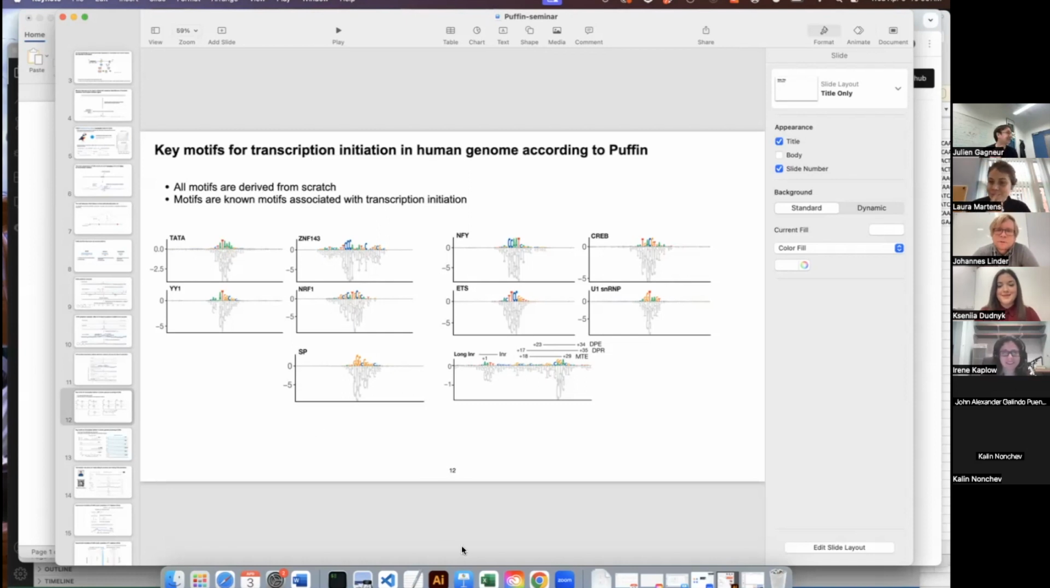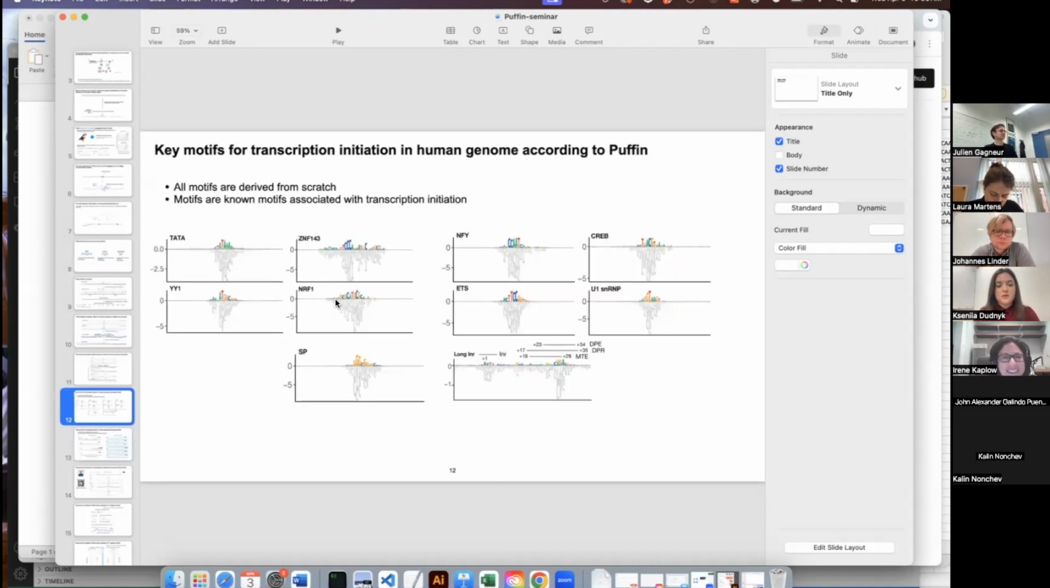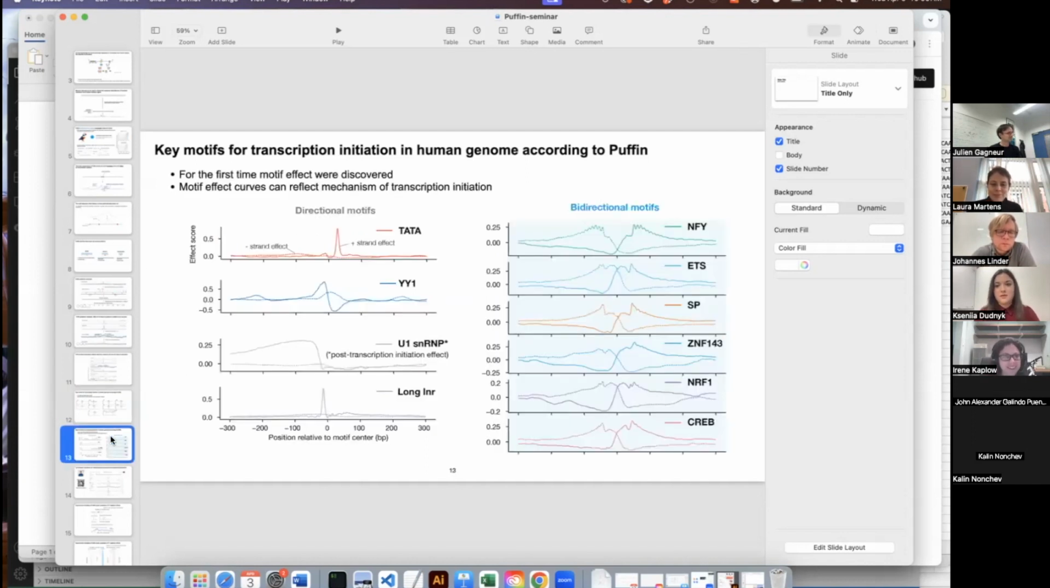And then following up immediately, you showed some motifs that were bidirectional and others that were not. Does that relate to the motifs being palindromic or not? Not all of them are palindromic, which is interesting. Not all bidirectional motifs are palindromic. I think NRF1 is palindromic, but for example NFY is not. And it's interesting that, for example, TATA is quite palindromic, at least it has a palindromic part, but it is very directional.